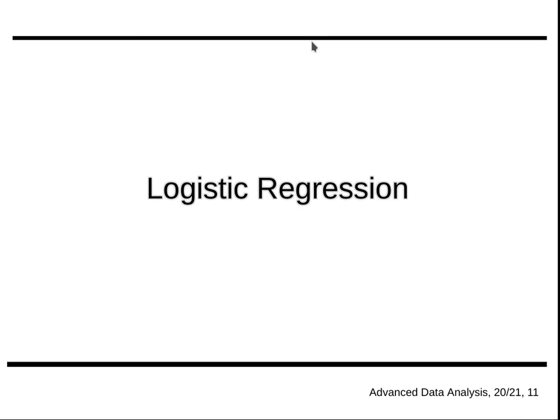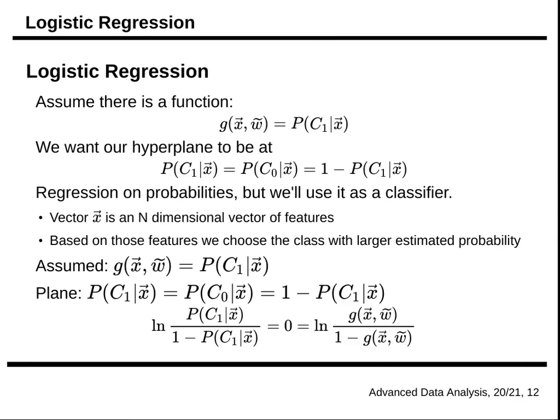So let's see logistic regression as one way of solving this. Let's assume that there is a function g. We don't know what function it is, but it's a function of the features, the x value, and some parameters that we can adjust. So this is a vector with a set of parameters. And this function tells us the probability of a point with those features belonging to class 1. So this function varies from 0 to 1, and it gives us this probability.